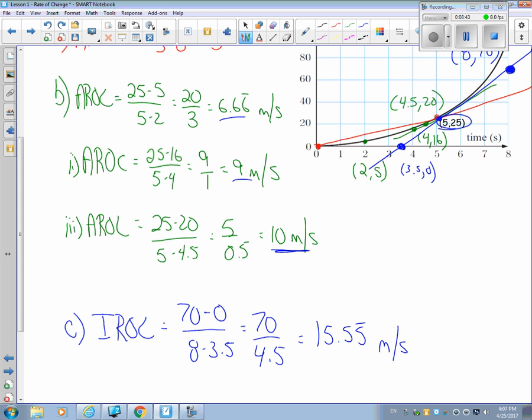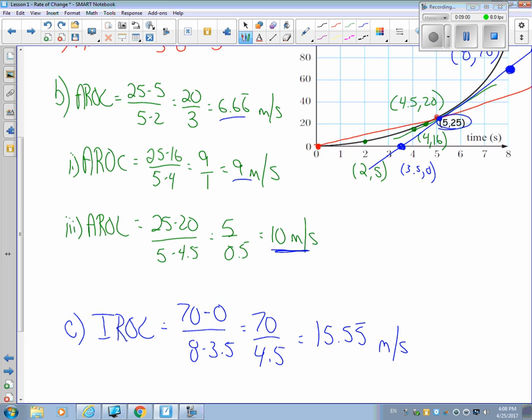Maybe I said 70 and it should have been 68. That could make a big difference. Maybe I said 3.5 and it should have been 3.7. That could make a big difference. IROC is pretty hard to figure out from a graph because it's all done by eye, the steepness of your line.